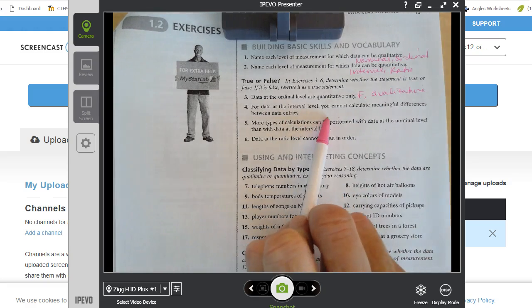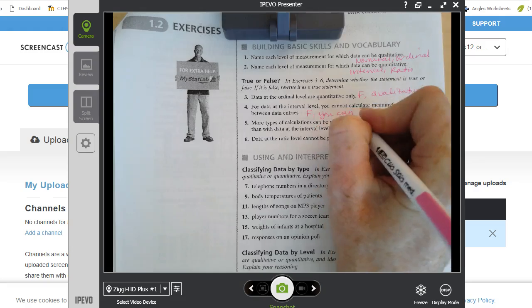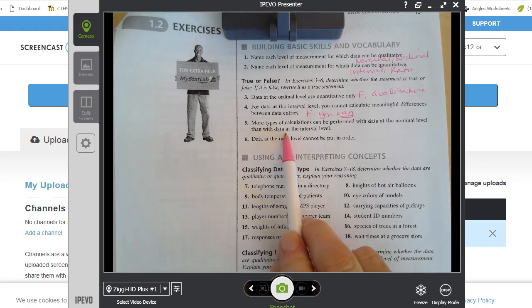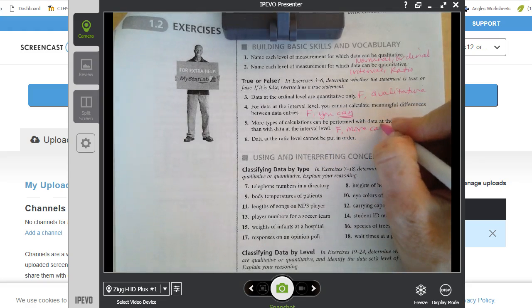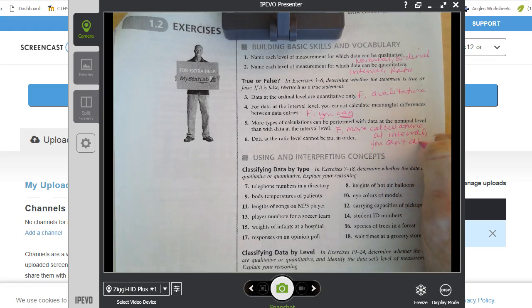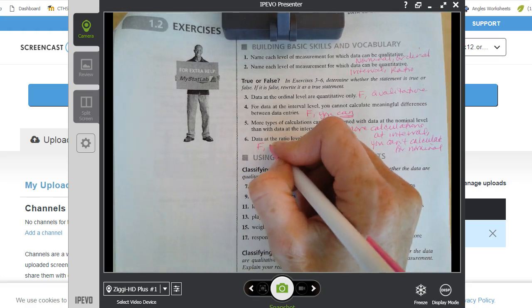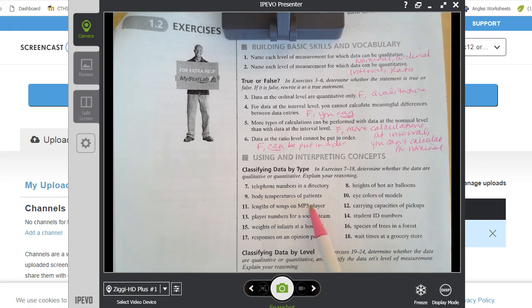For data at the interval level, you cannot calculate meaningful differences. That's false. You can. That's the definition of interval. Most types of calculations can be performed with data at the nominal level. Sorry, more types at the nominal level than at the interval. False. More calculations can be done at the interval level. You can't calculate at nominal. Data at the ratio level cannot be put in order. That's false too. Can be put in order. Okay.